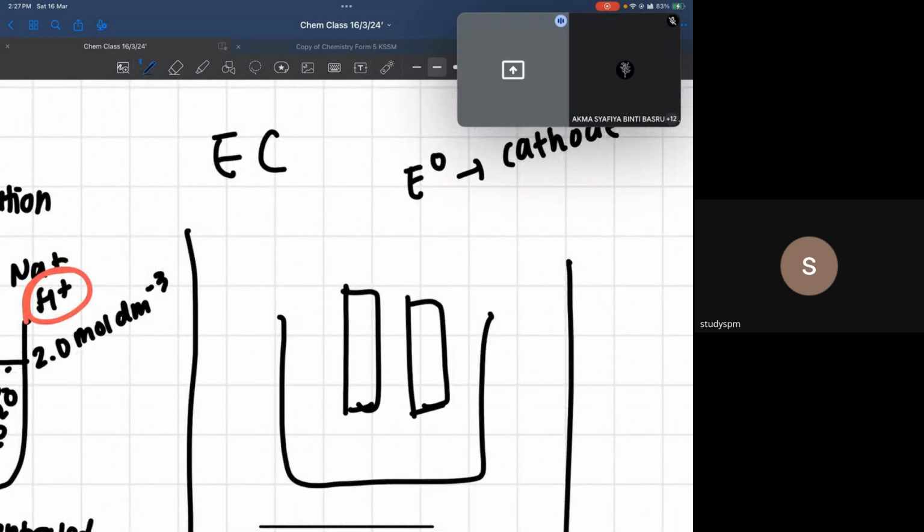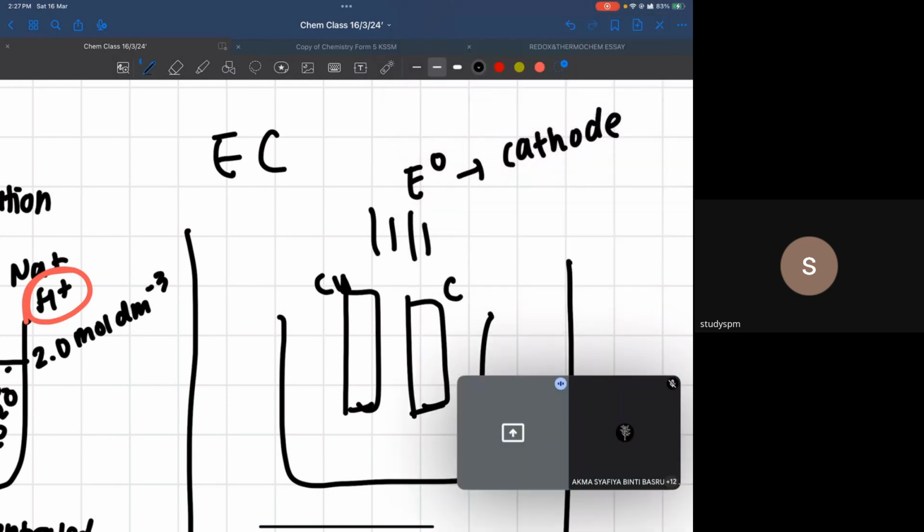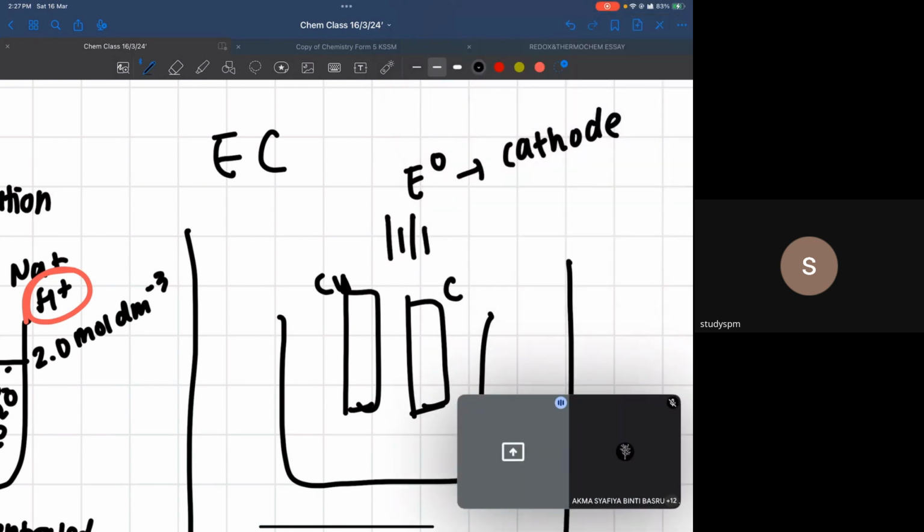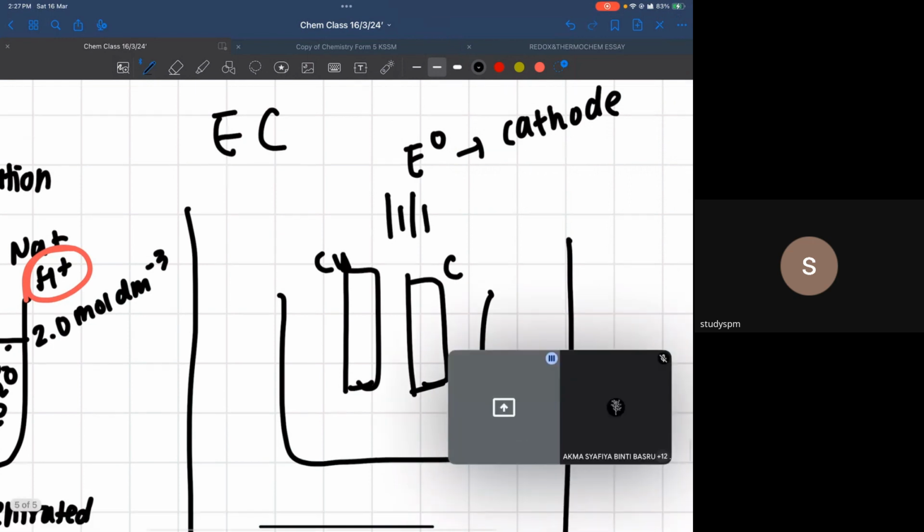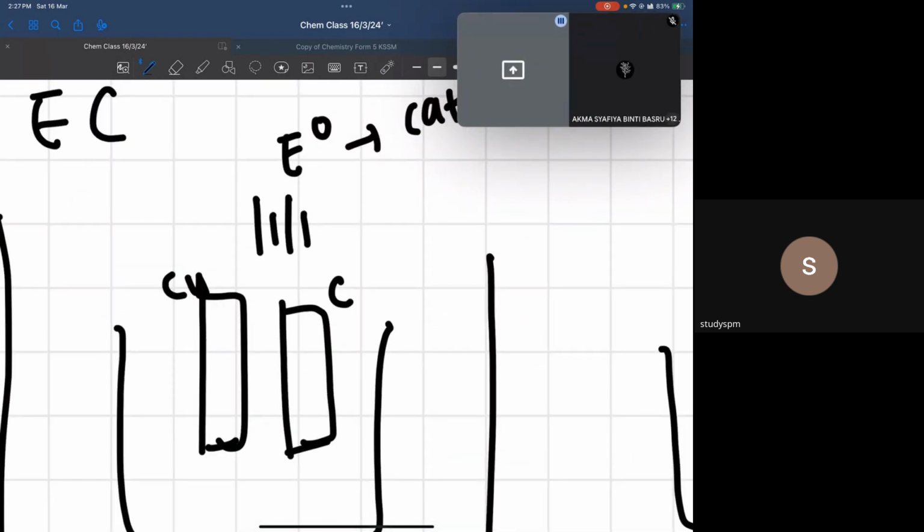Active metal means the electrode besides platinum and carbon. It can be zinc, copper, silver, not gold, okay? It can be magnesium, aluminium, and all the metals. Let's say the most common one is copper. Let's say this one is carbon, this is copper. And this one can actually be both copper. Both can be active. But as I said before, the cathode is always just the E value.